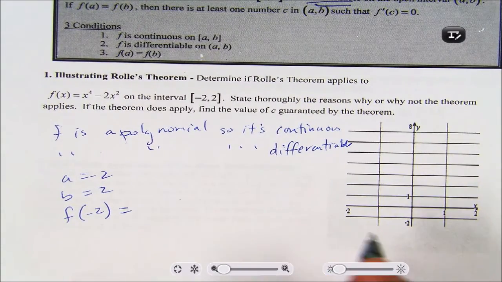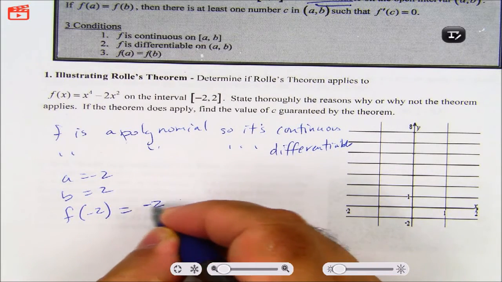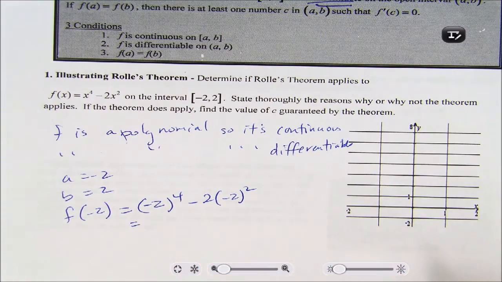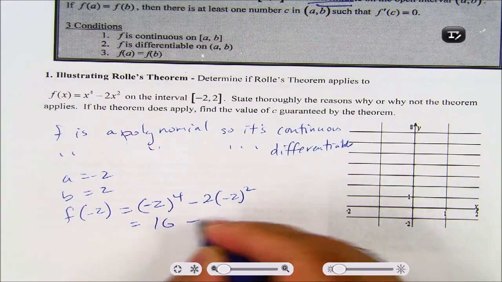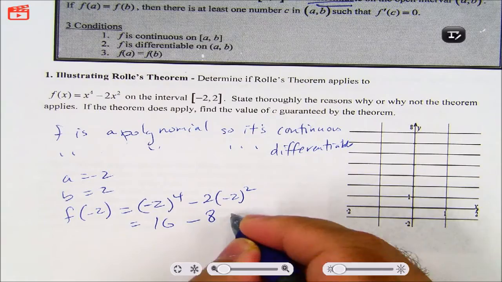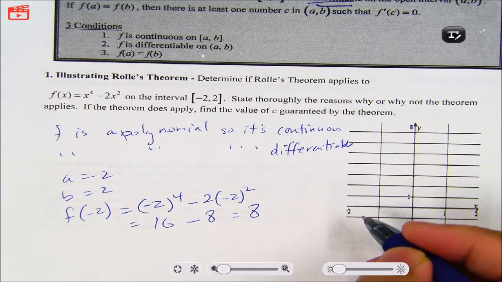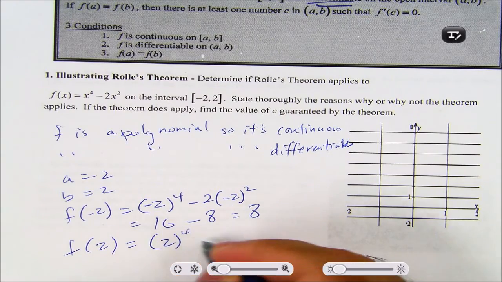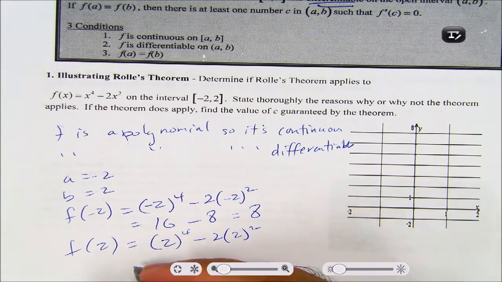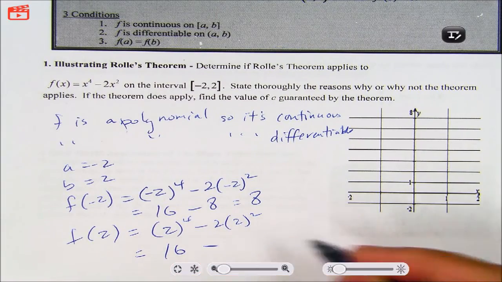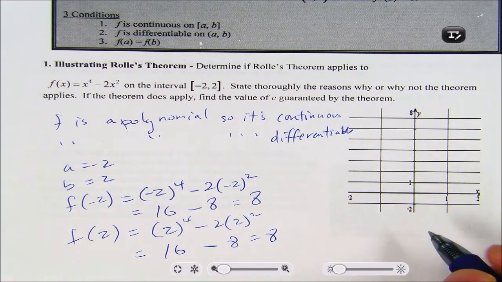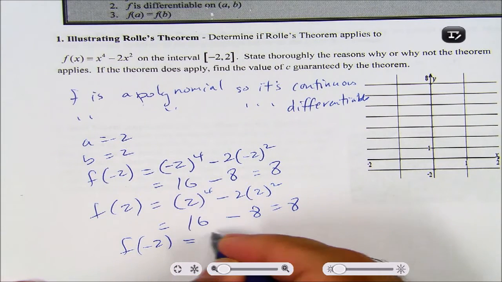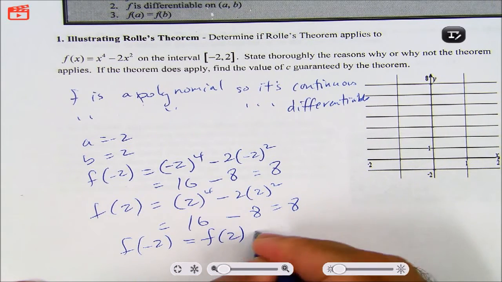F of -2, plug in -2, so it's -2 to the 4th, minus 2 times -2 squared. So it's 16 minus 8. Is that right? Yeah. And for positive 2, 2 to the 4th minus 2 times 2 squared. So that's 16 minus 8 again, so it's 8. So f of negative 2 equals f of 2, which equals 8.